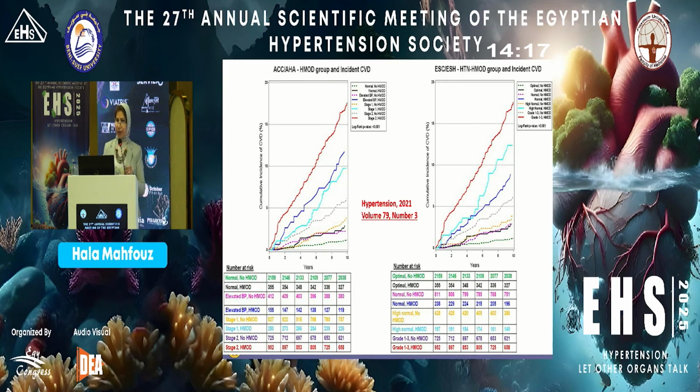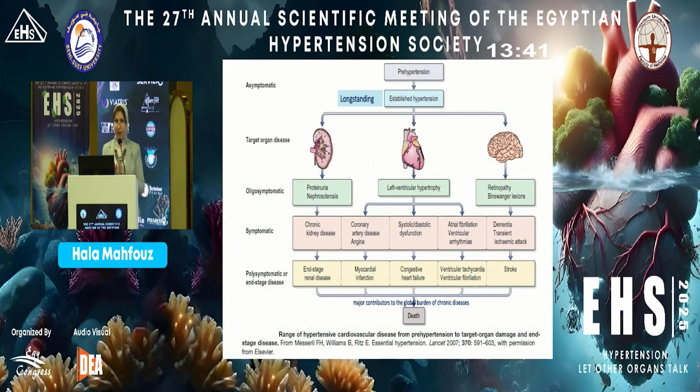In fact, this HMOD, when categorized according to the level or stage of the blood pressure, both in the ESC guidelines and in ACC guidelines, shows a very good correlation between the HMOD and incident cardiovascular disease in both categories of guidelines. We will see the incidence of cardiovascular disease according to the organ damage, both in ESC and in ACC.